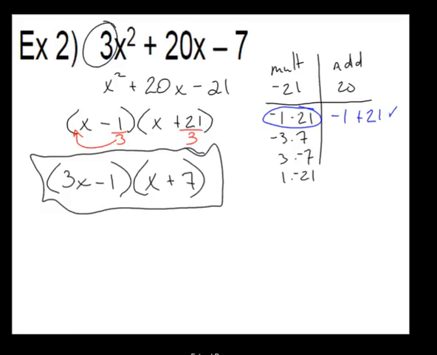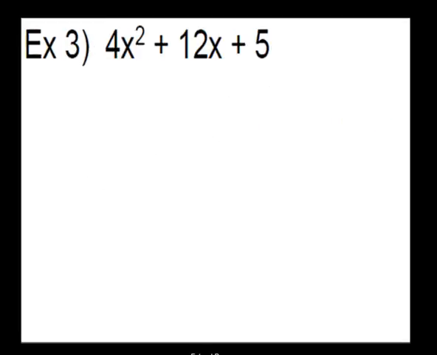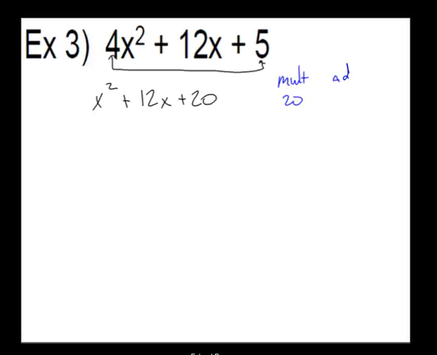Okay, well, moving on, looking at example 3, we're going to do the same process we just did in example 2, where I'm going to multiply my a and my c, and rewrite my problem, so it's going to become x squared plus 12x plus 20. And here I've got to go then and say, hey, what can I multiply to get 20 and add to get 12?